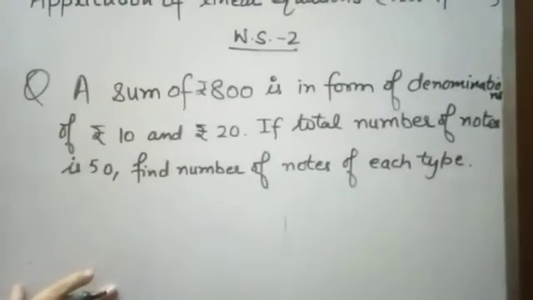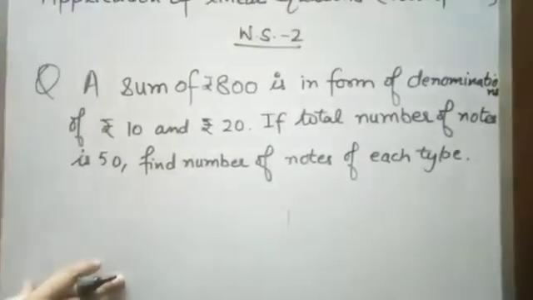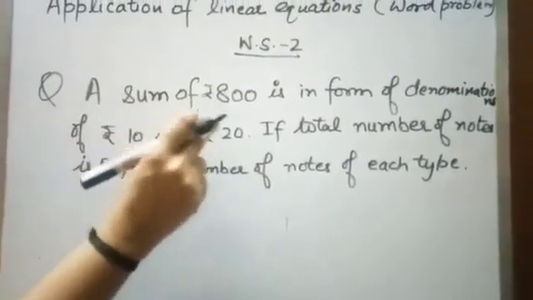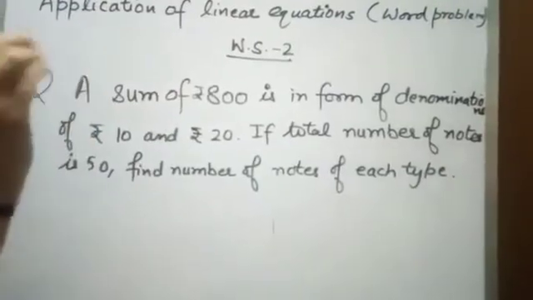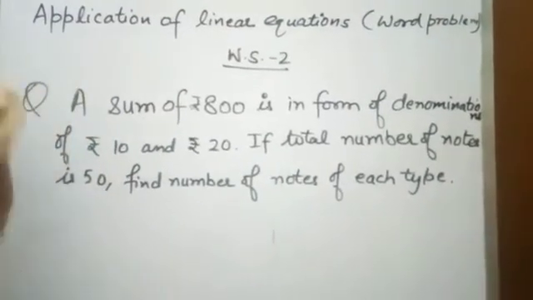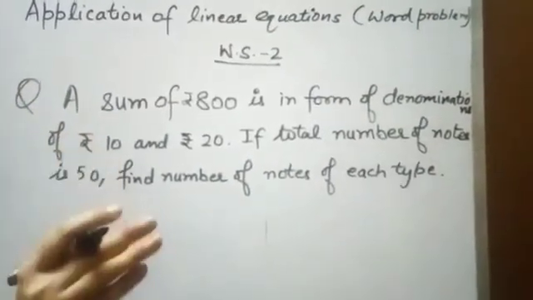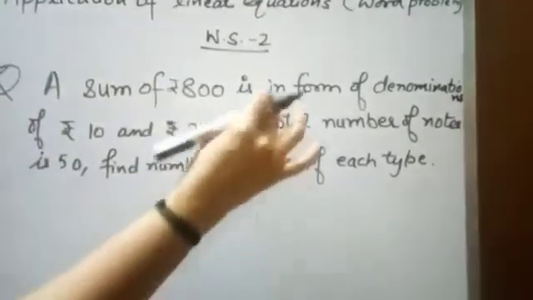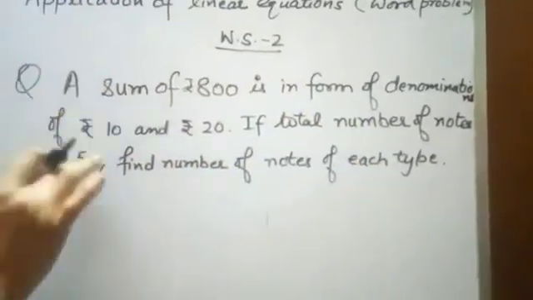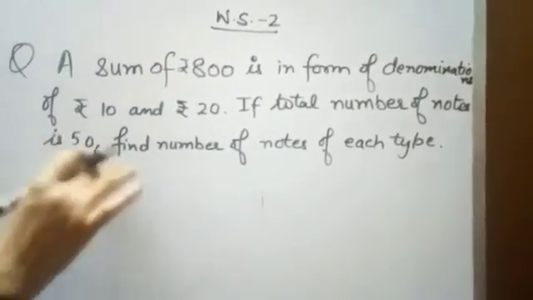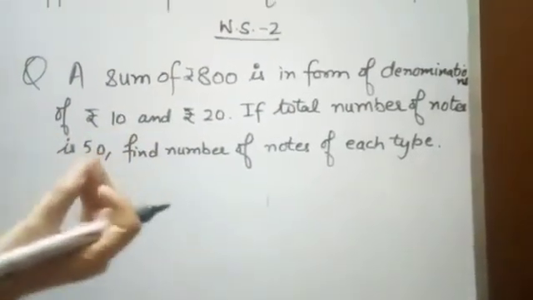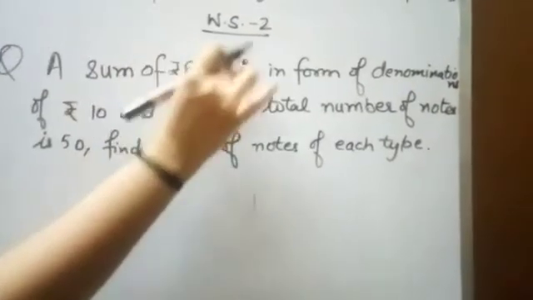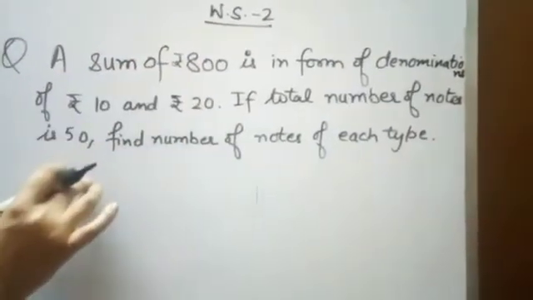Now the next question: a sum of rupees 800 is in the form of denominations of rupees 10 and 20. What does this line mean? He has rupees 800 in notes of either 10 or 20, none other. He has only 10 rupee notes or 20 rupee notes. The total number of notes of 10 and 20 is given as 50, and you have to find how many notes he has of rupees 10 and 20. What is given? The total money and the total number of notes.